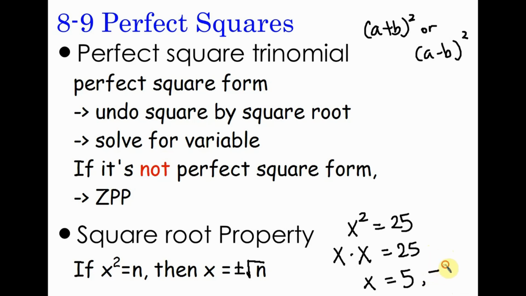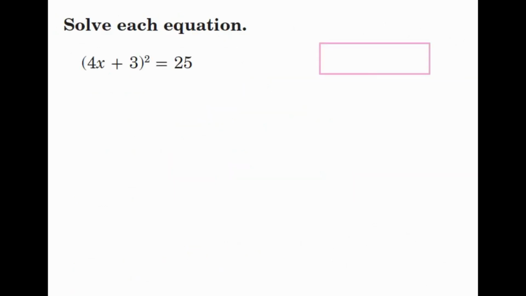If I had negative 5 times negative 5, it will still be positive 25. So that's how we talked about when you take the square root, you will always write plus or minus. Of course, there were cases when we were looking at it where the negative cannot happen in certain real-life situations. Here are some examples of perfect squares.